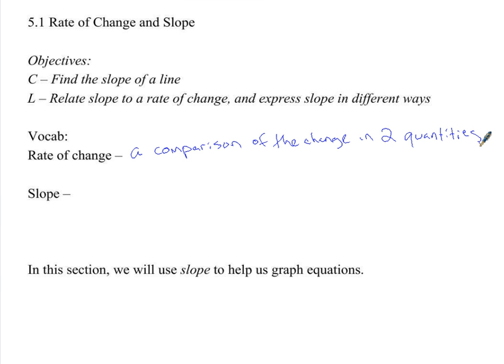If I were to write that down as an equation, it would be rate of change equals the change in the dependent variable divided by the change in the independent variable.